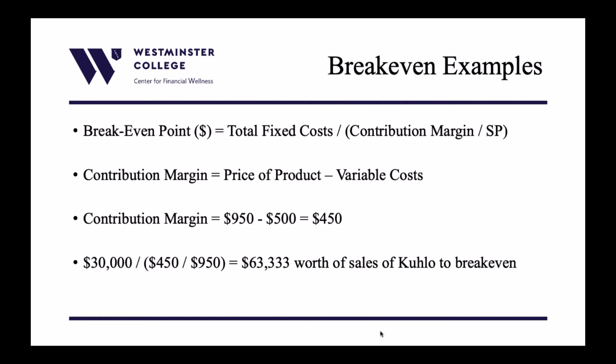Just like we did in the last slide, we found our contribution margin, $450, and then we plugged the rest in. So $30,000 total fixed costs, contribution margin of $450, divided by the sale price of $950, to get $63,333 worth of sales of Kulo to break even.